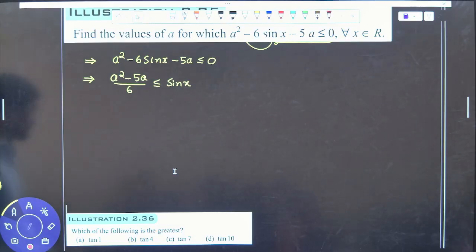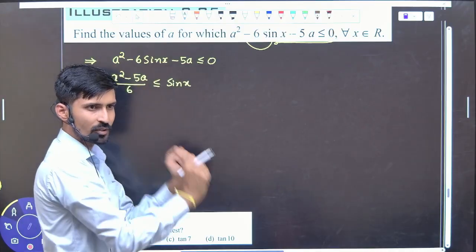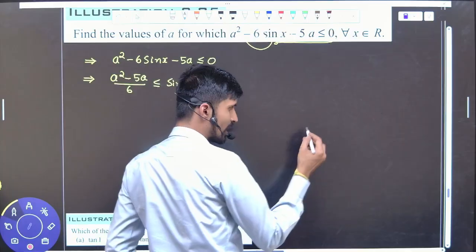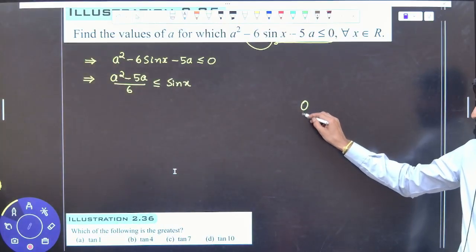When this is possible, just think, this is a number, that is a number. This number is less than or equal to that number. That is the mathematics we have to do. Think of it like this: suppose two friends are there.